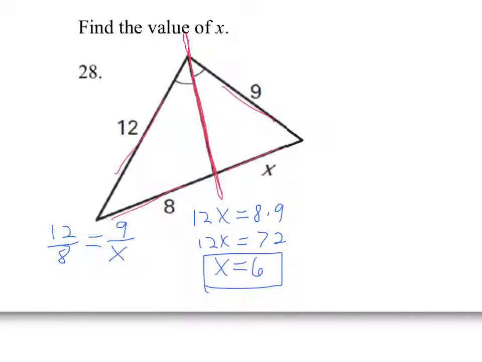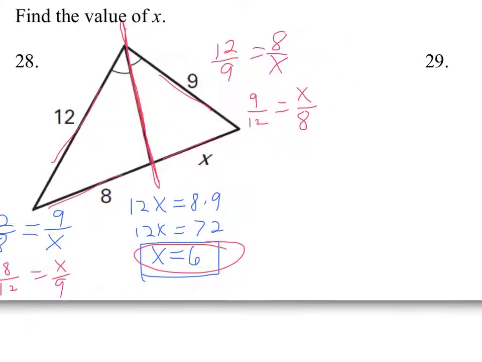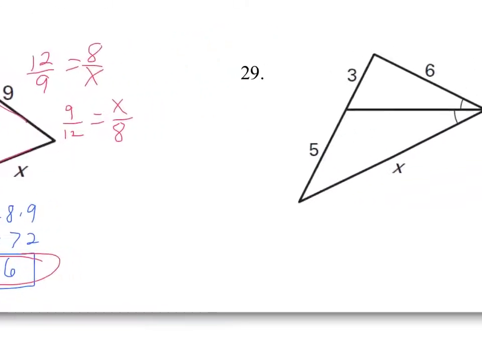It would have also worked if you wanted to say 12 over 9 equals 8 over x. Or you could have done either of these ways flipped around. You could have done 8 over 12 equals x over 9, or 9 over 12 equals x over 8. All of those ways of setting it up would still get you this answer of x equals 6. So like I always say, if you have another way of doing it, if you get the right answer and you show your work, that's fine with me.